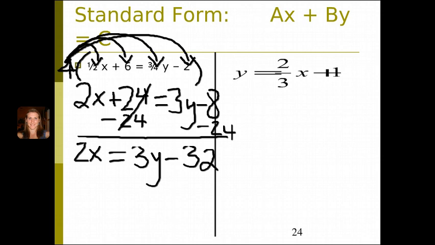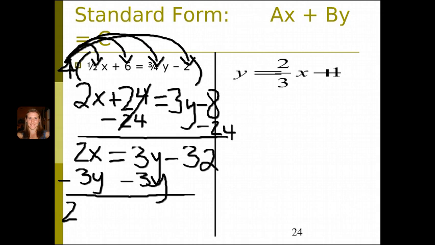So again, standard form, ax plus by equals c. The 3y also needs to change sides. So we're going to subtract 3y from both sides, which gives us 2x minus 3y equals negative 32. All right, I hope that made sense.